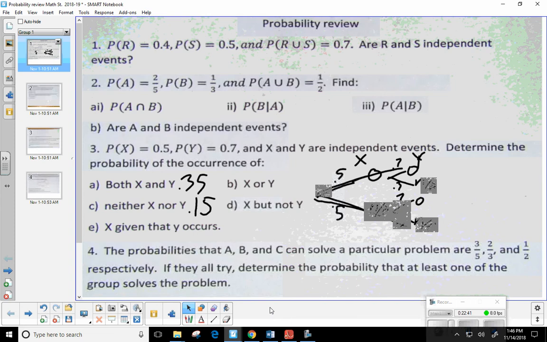Okay, so John, we want X happening, but not Y. So we need a branch that describes that. Okay, do you want to go ahead, or do you want me to draw it for you again? Yeah. Okay. Keep that.